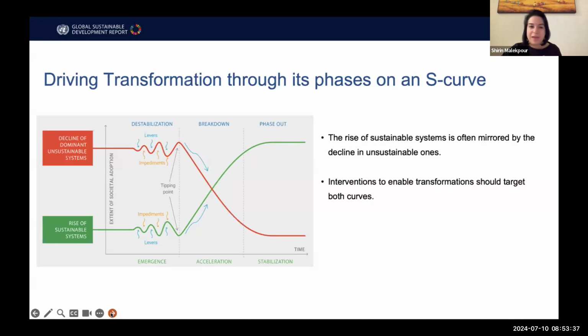Or if you think about, for example, the adoption of electric vehicles, we also need to be thinking about how to phase out the other older types of vehicles that we have been using so far. So really, in terms of implications of this for decision makers, it is that interventions need to enable both the rise of the green curve, but also the decline in the red curve here.